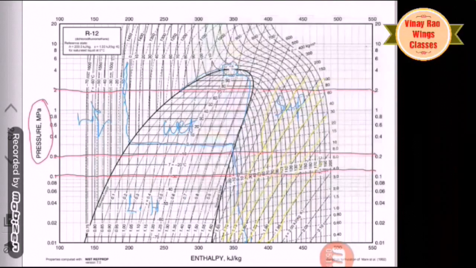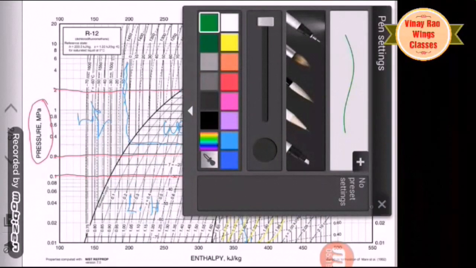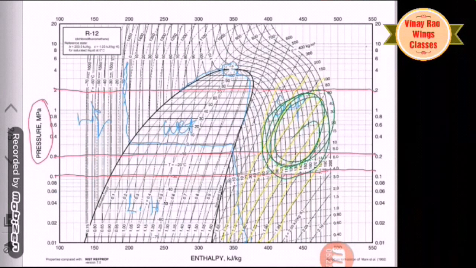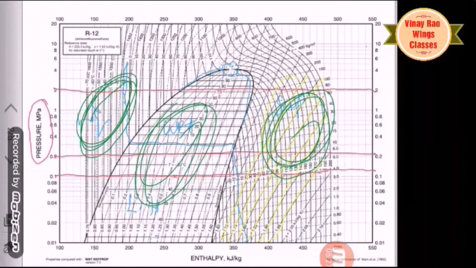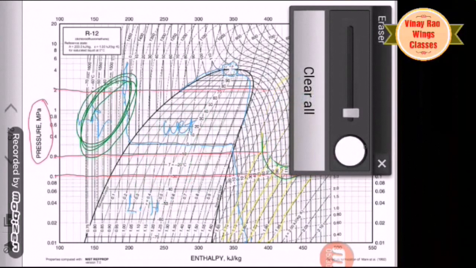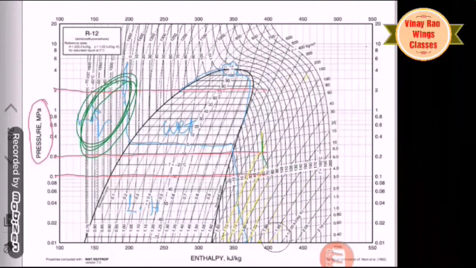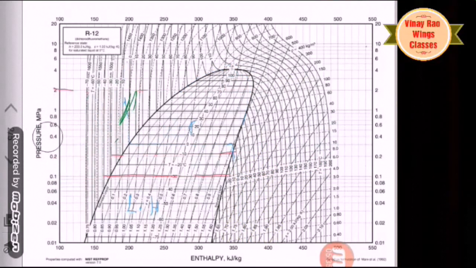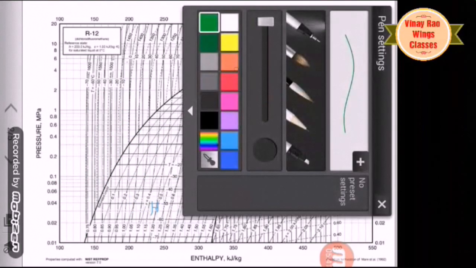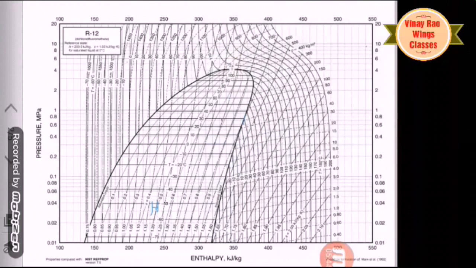If I explain, this is the superheated region, this is the liquid region, and this is the wet region. Liquid, vapor, superheated region. At a particular point, we have to calculate temperature, entropy, enthalpy, dryness fraction, and pressure.